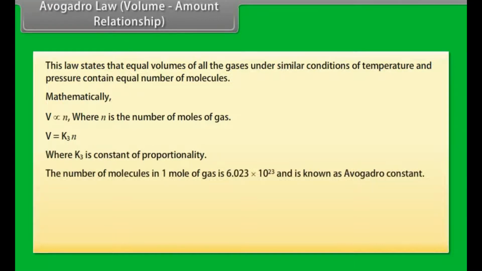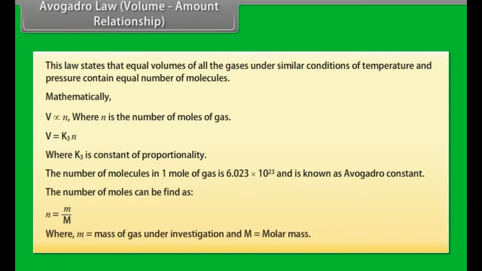The number of molecules in 1 mole of gas is 6.023 into 10 raised to the power 23 and is known as Avogadro's constant. The number of moles can be defined as n is equal to m by M, where m is equal to the mass of the gas under investigation and M is equal to the molar mass.